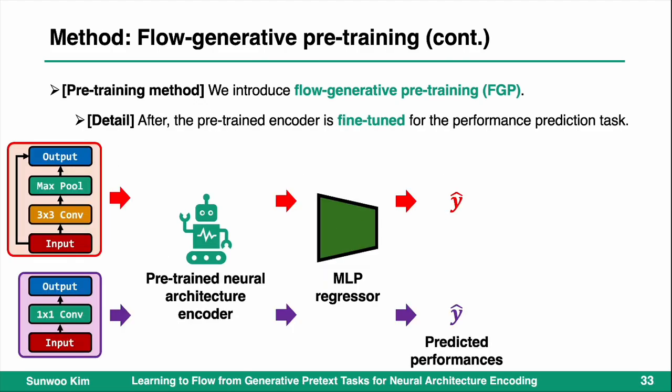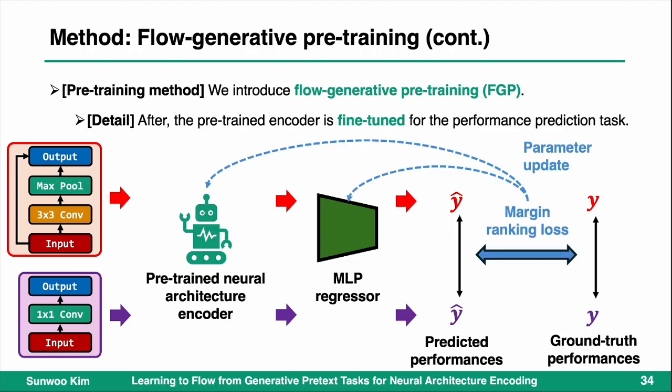Once the pre-training is completed, we fine-tune the pre-trained encoder for performance prediction. We obtain predicted performance for each architecture by using the encoder and MLP regressor. Then, we update the model parameters by using the margin ranking loss between the two architectures.